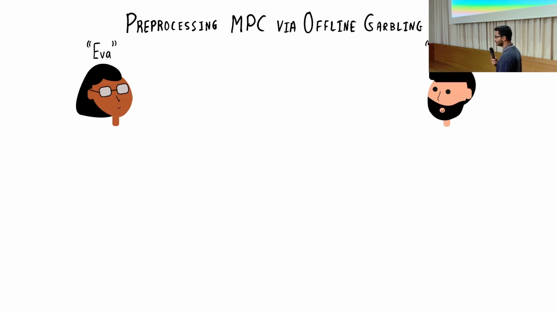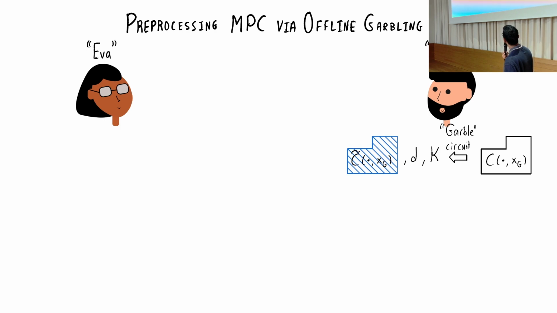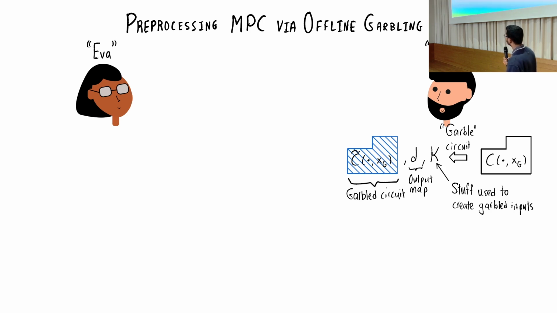Okay, before we get to that, let's recap what garbling is and how you would use it for MPC. So we have two parties, Eva and Gabriel, and Gabriel will do the garbling. The way they do this is first they hard code their input into the circuit and then do the garbling. Here's some syntax. We call C tilde the garbled circuit. D is sometimes called the decoder or the output map. And for the rest of the talk, I will assume that C tilde includes D, the output map. And K is, if you know Yao's garbling scheme, think of those as just the wire labels.